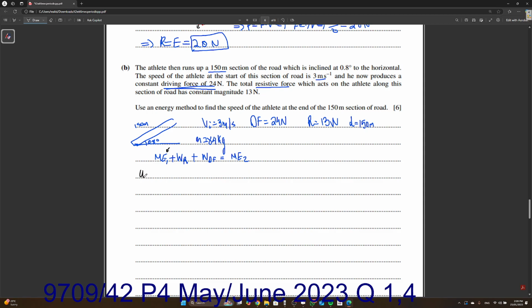ME1 is equal to U1 plus K1 plus the work done by the resistive force plus the work done by the driving force, which is equal to ME2, which is U2 plus K2. Let's start cancelling some things. I know that U1 can be removed and reduced to 0 because we're starting at the ground, right? You can't really cancel anything else. So let's draw a line here and let's start finding K1.